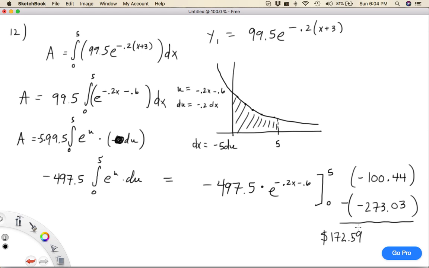If I'm not mistaken, that's in thousands of dollars. That is in thousands of dollars. So our total income over those 5 years must have been $172,590 approximately. Actually, I rounded off. Maybe you could use more decimals and get a more specific answer.